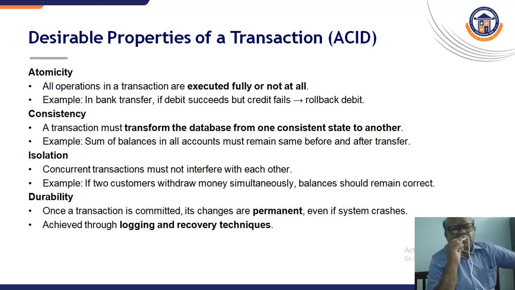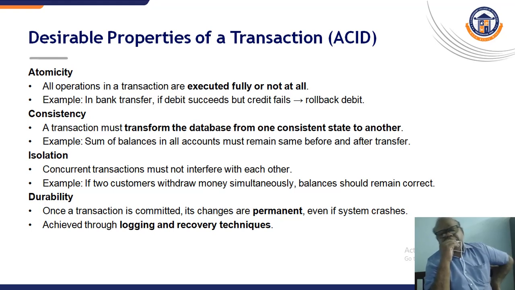So for example, two customers are reading account A. In the first schedule, think like this: A reads the amount, and then B is also reading the amount. If two customers withdraw money simultaneously, the balance should remain correct. So the final balance you have to check should be the same. That is the isolation property.